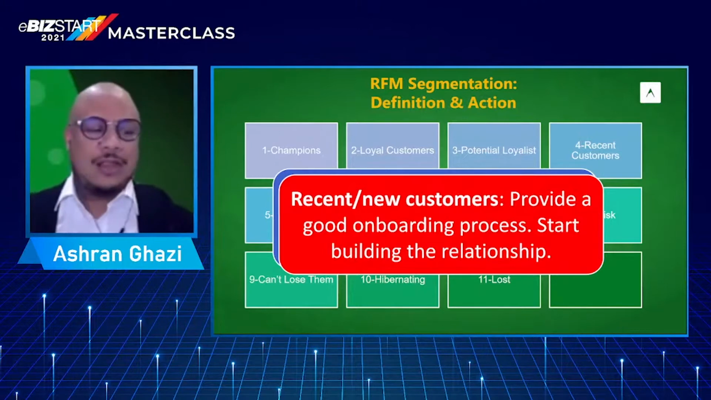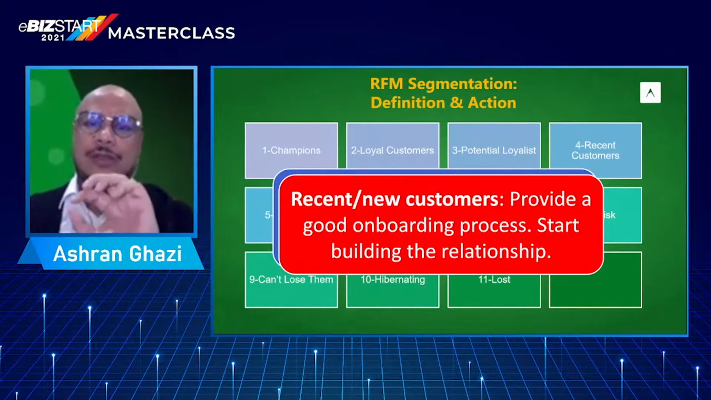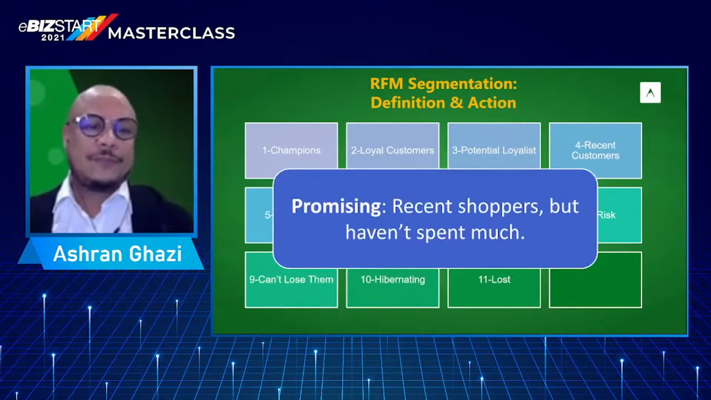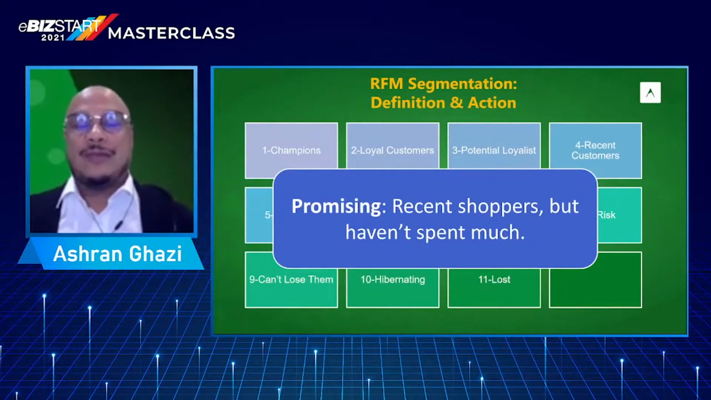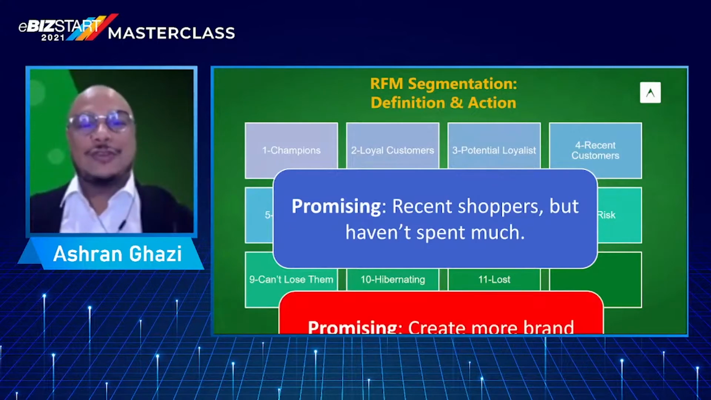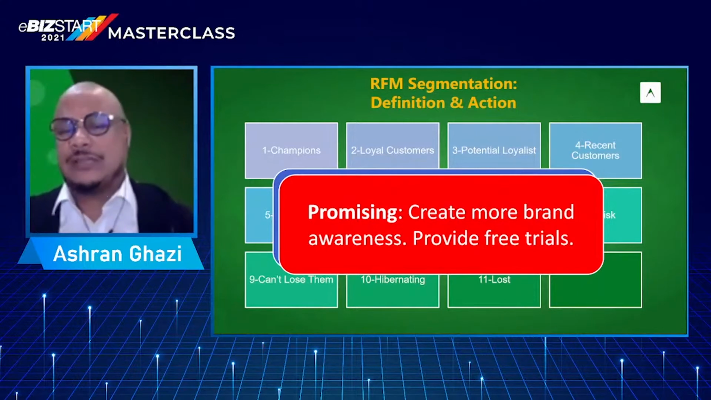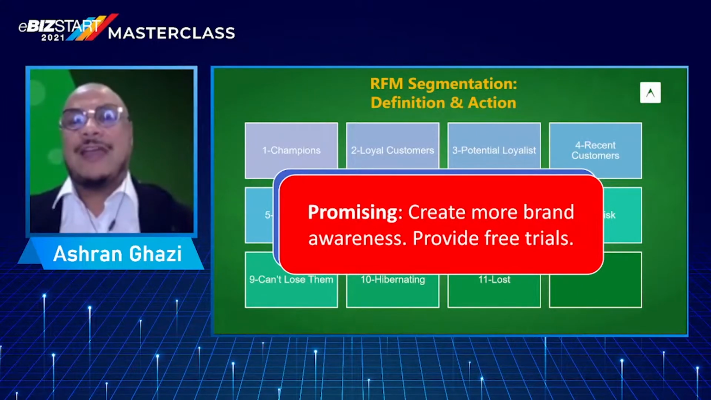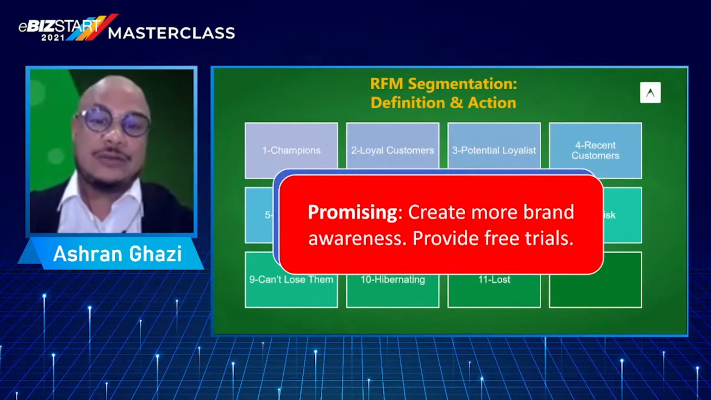And I'll give an example a little bit later on with regards to this. So this is the kind of action you want to take when you're looking at the recent customer segment. The promising guys are recent shoppers, but have not spent that much yet. So they are recent, there is the potential, what can you do? You've got to make sure that the brand awareness is there, that their mind share is out there. This is a segment where, if you're looking at giving out free trials, go to this group. Don't give free trials to every single person in your customer database, because at the end of the day, this is one way you can manage your cost structures also.